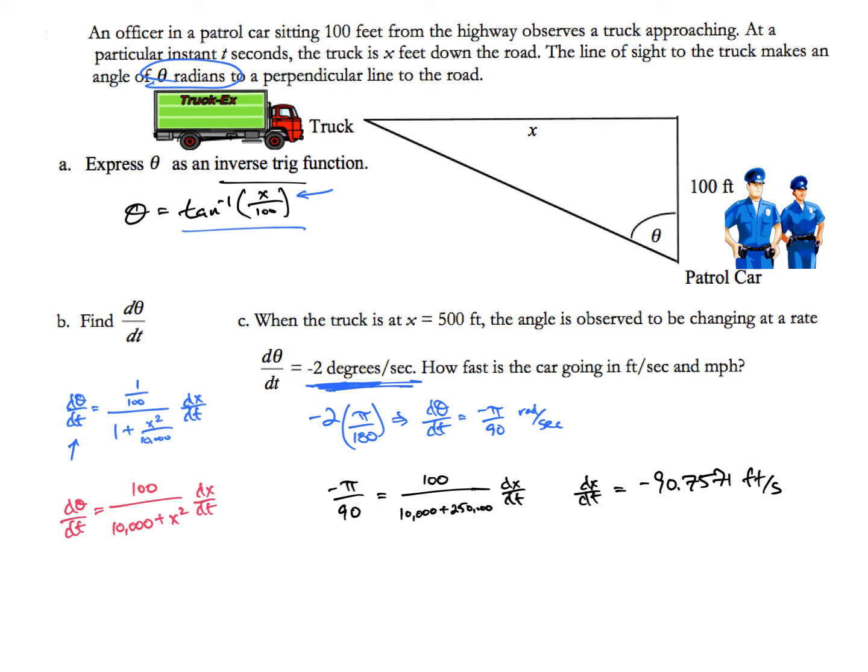The distance between the truck and the police is decreasing. So that's why it's negative. But how fast is it going? It's talking about speed, so it should be the absolute value, so it's positive. All right. Pretty good? Yes. If you wanted to know, that's 61.8798 miles per hour.